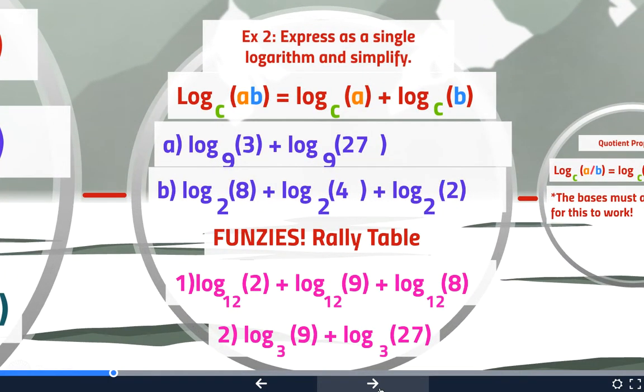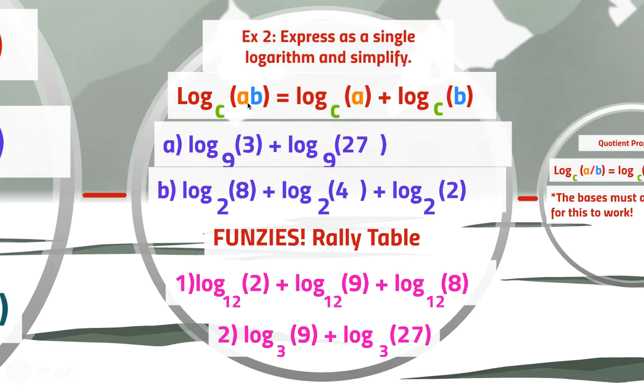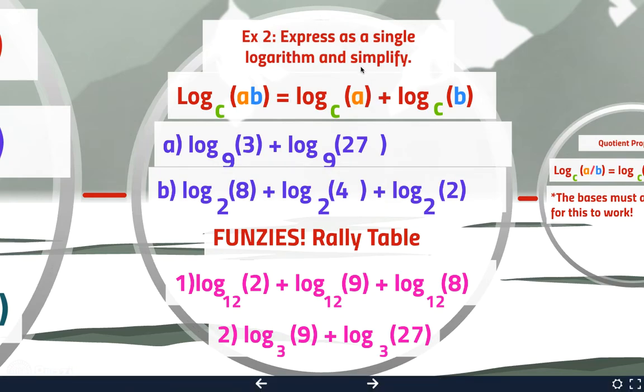Alright, so example problem 2. This time we're reversing the process. If you notice in the example, we have more than one log listed, and each log is separated by an addition sign, which means if we reverse the property, if you have separated logs that are added, you can combine them into a single log with multiplication. So we will be reversing the property, and we're also going to simplify.